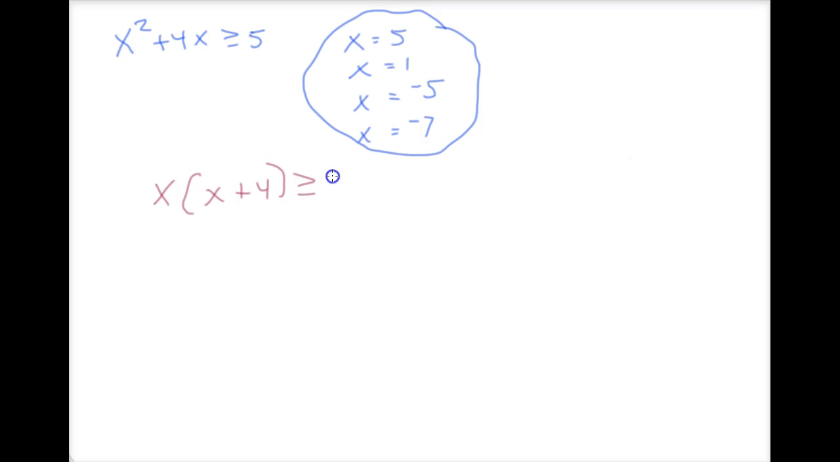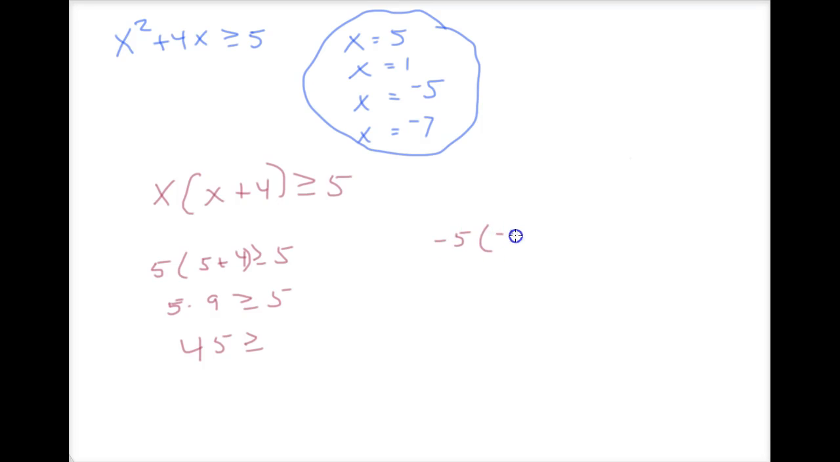Will those still be solutions? Let's think. If we put 5 in there, 5 times 5 plus 4 is greater than or equal to 5. 5 times 9 greater than or equal to 5. 45. Looks okay to me. I'm going to be lazy. Let's go ahead and put the -5 in there.